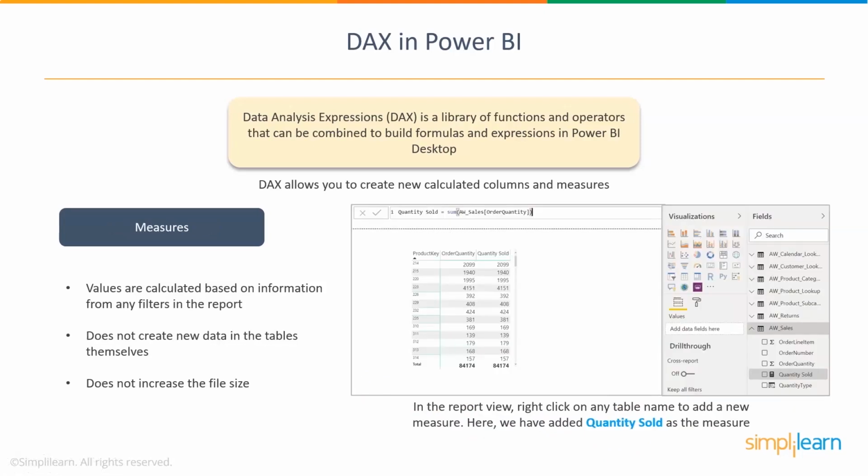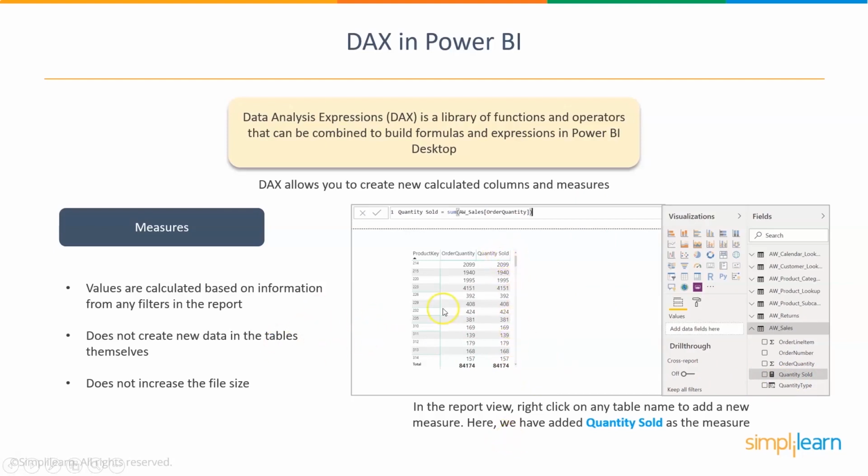So you also have something called measures. DAX allows you to create new calculated columns and measures. Here, if you see, we are working on AW underscore sales, and then we have selected quantities sold. What we are looking at in the report is that we can right click on any table name to add a new measure here. So we have added what we call quantity sold as the measure.